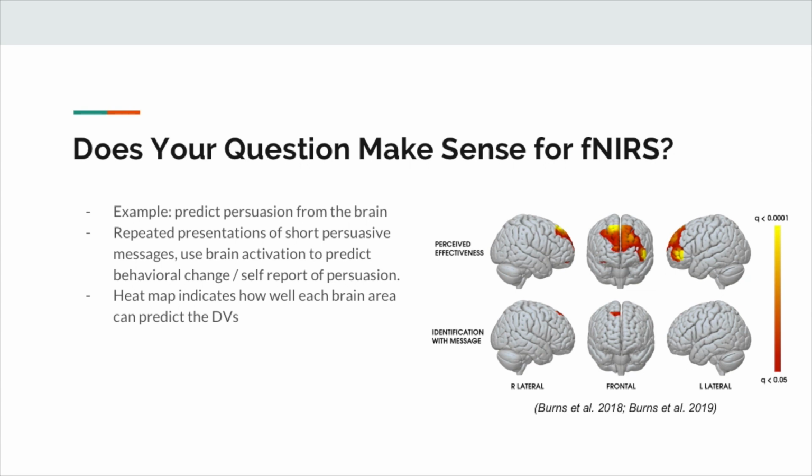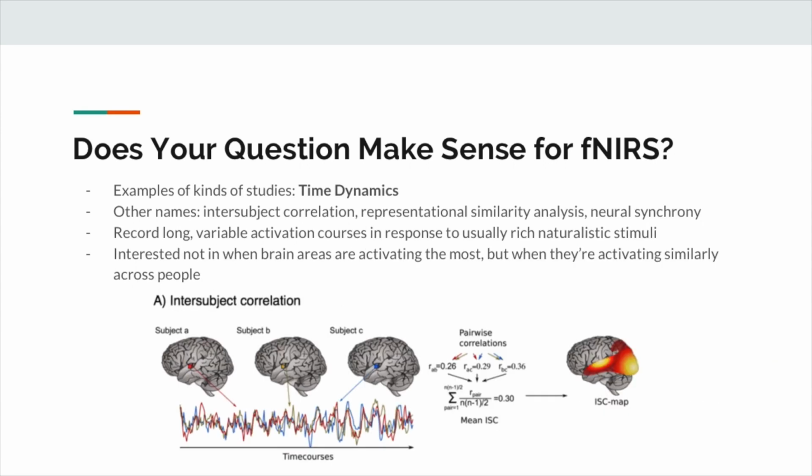Now, if you don't want to do a study that has short repeated presentations, well-controlled stimuli, you can do what's more in the family of time dynamics. And there are other names for this, including intersubject correlation, representational similarity analysis, neural synchrony. And the way this works, the theory behind it, is that you record long activation time periods where you have plenty of room for your brain to be moving around, and you're recording activation in response to usually rich naturalistic stimuli. So you don't know all the processes that are happening right now at each specific time point, but you're still recording all of that happening across time.